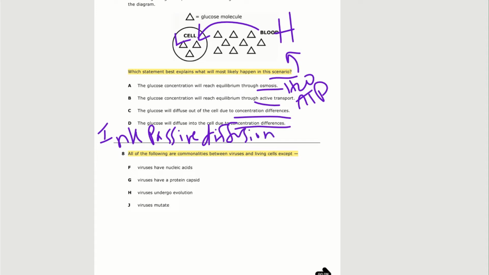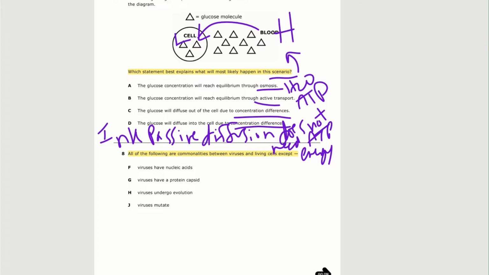I now know that passive diffusion does not need ATP energy. And remember, things usually move so that they can balance. They need to be balanced. And in order for this to balance, the glucose in the blood has to go inside the cell probably, right?